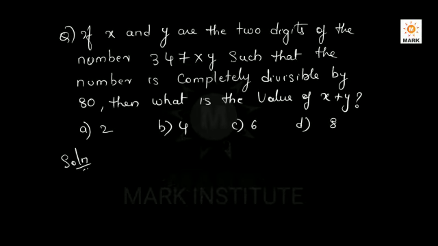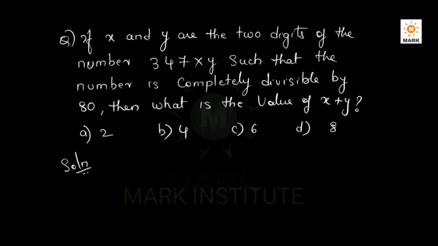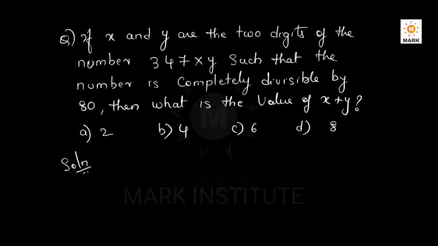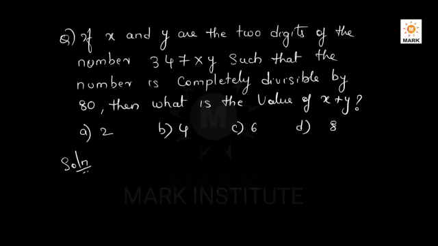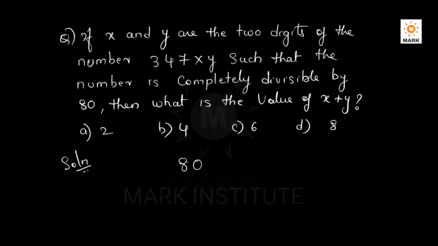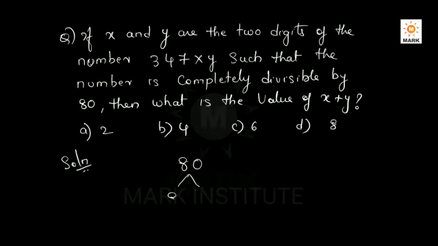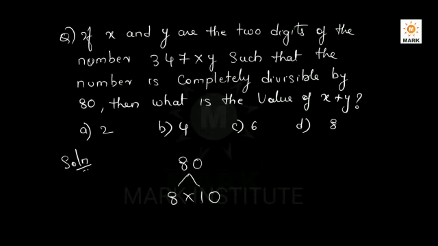If x and y are the 2 digits of the number 347xy such that the number is completely divisible by 80, then what is the value of x plus y? Options are 2, 4, 6 and 8. Friends, this question is based on the divisibility rule for 8. Here 80 can be written as 8 into 10, so this number should be divisible by both 8 and 10.